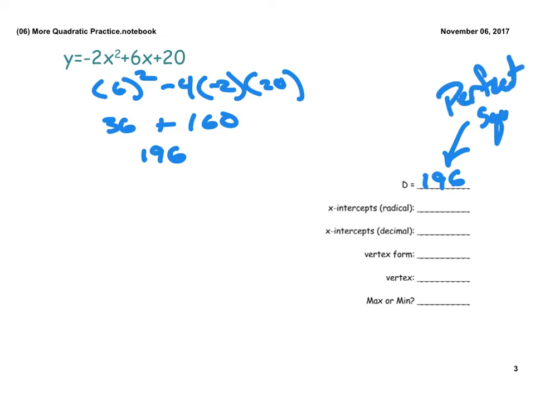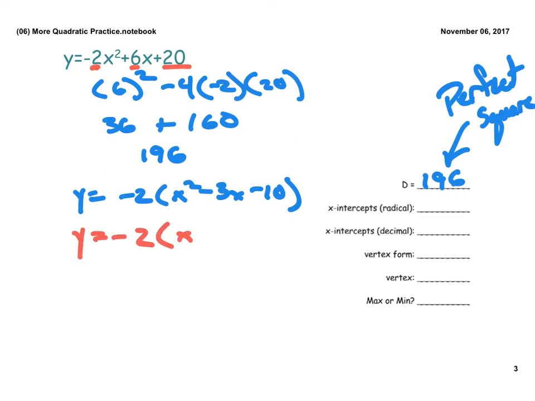And perfect square discriminants lead us to the possibility of factoring. So I'm going to go ahead and use the method of factoring. y equals negative 2 times x squared minus 3x minus 10. Another key that factoring might be a good idea is the fact that there was that greatest common factor to take out. We can then write in factored form x minus 5 and x plus 2. Our x-intercepts then are (5, 0) and (negative 2, 0).